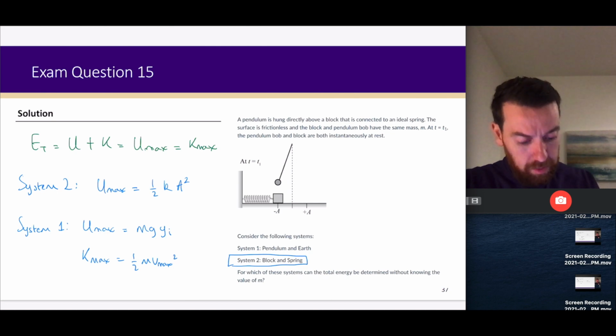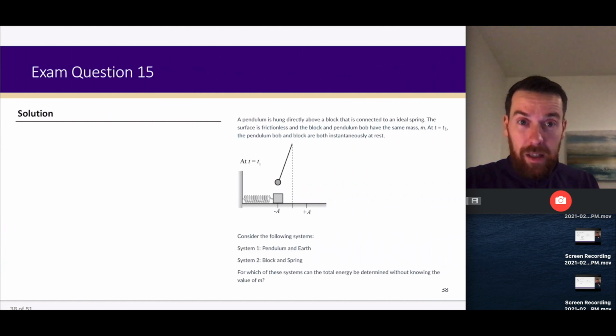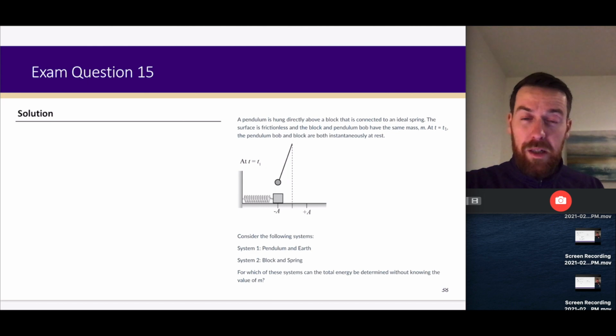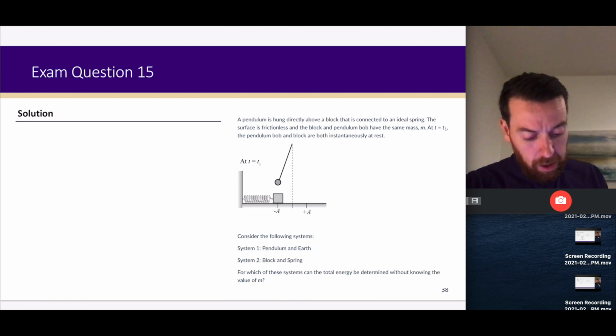Question 16 is linked, with the same context with the spring and the block, but this is linking to the period and the oscillation and so on. So that's the conceptual question that's happening here.